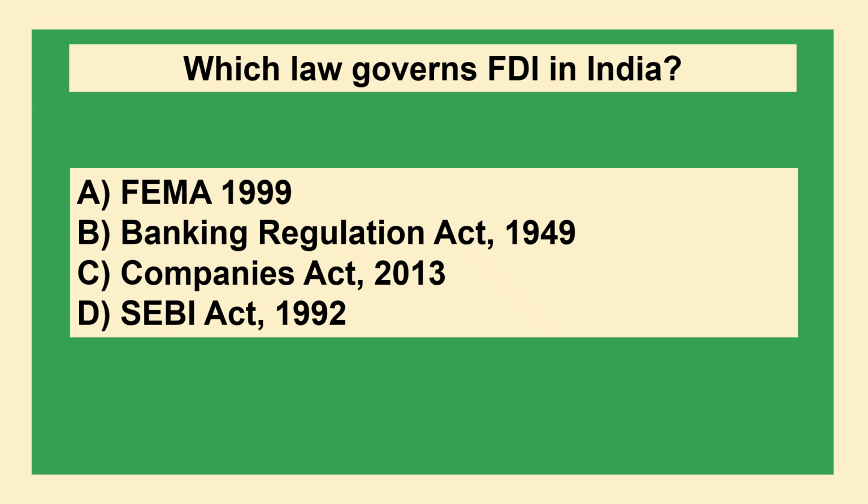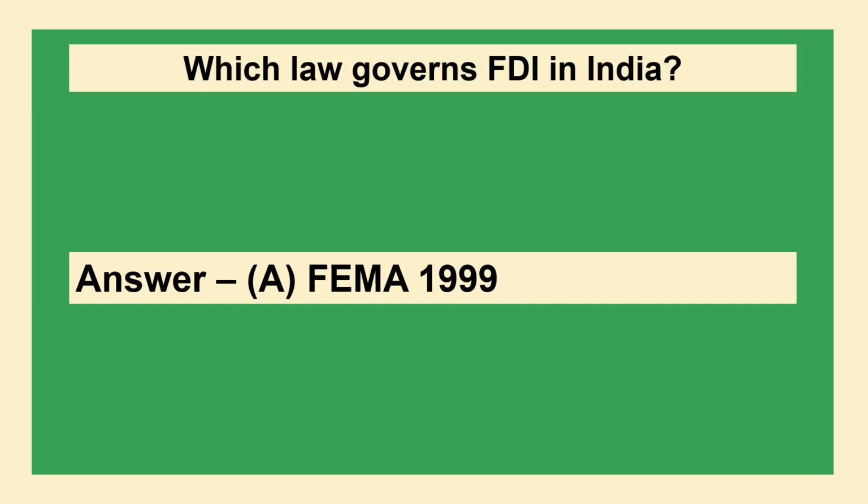Which law governs FDI in India? Option A, FEMA 1999. Option B, Banking Regulation Act 1949. Option C, Companies Act 2013. Option D, SEBI Act 1992. The answer is option A, FEMA 1999.